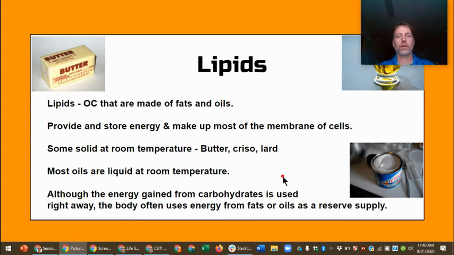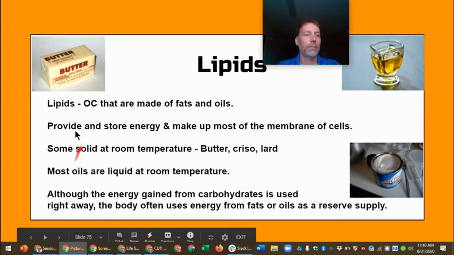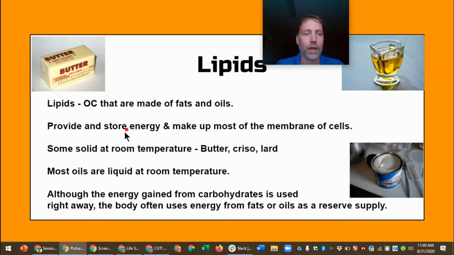Now, lipids, when you think of lipids, I want you to think about fats and oils. Fats and oils, okay? So, a lipid is an organic compound that is made up of fat and oils, and they provide and store energy, and they make up most of the cells. The cell membranes are what are called phospholipid membranes. That's where the word lipid comes from. The surrounding part, the membrane that protects the cell or forms the cell, which we'll learn in our next unit, is made of a lipid, a fat.